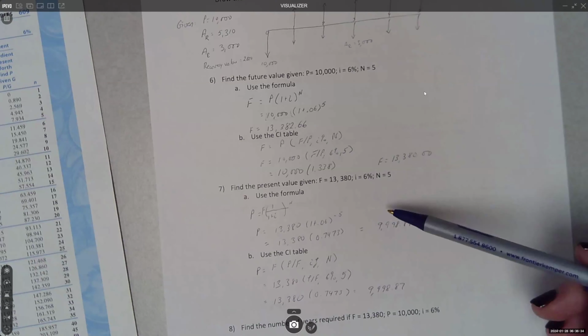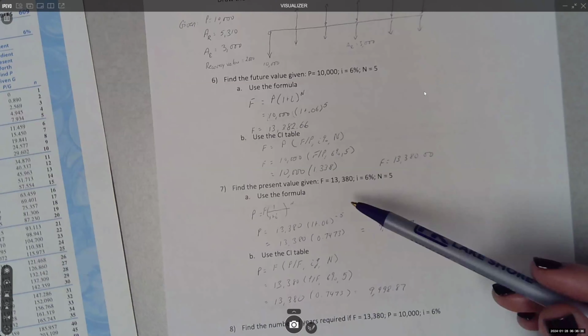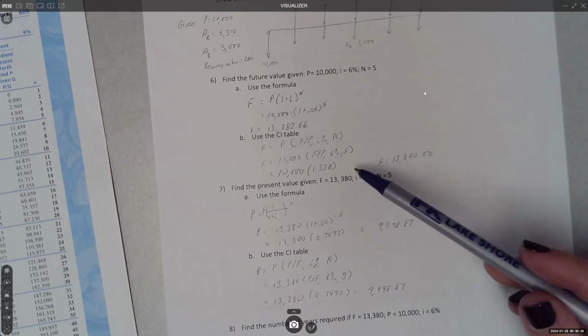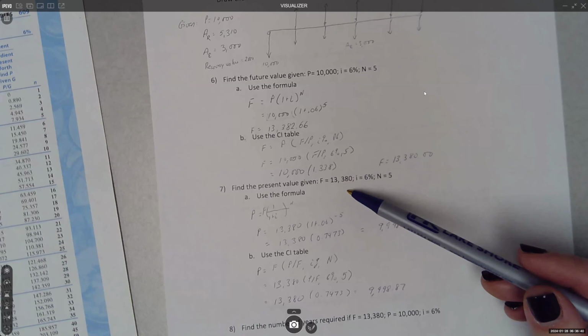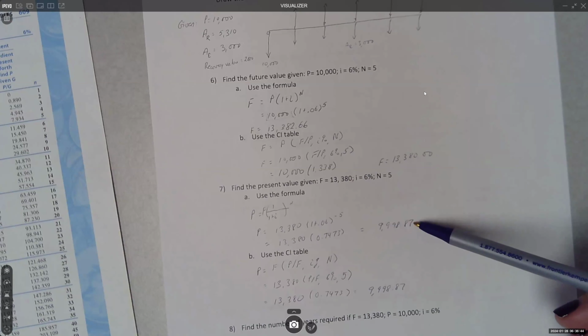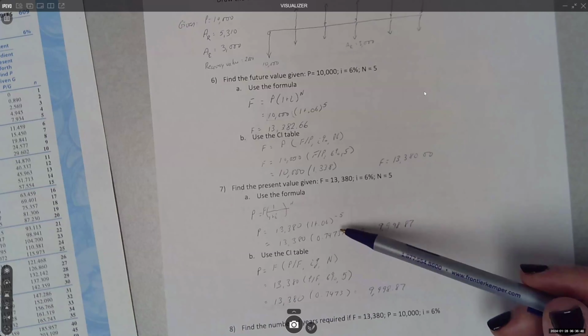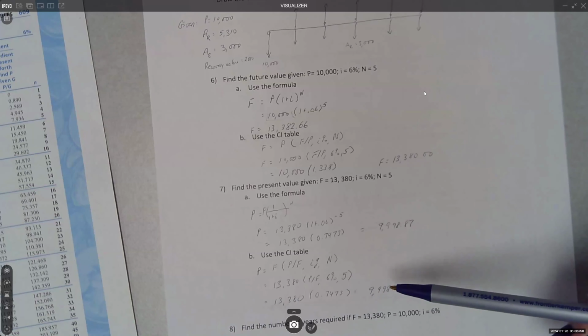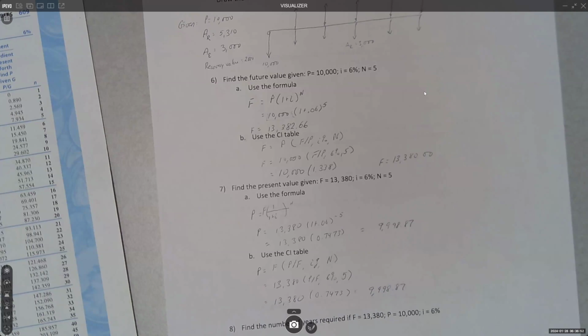I reverse engineer that. So I take the reciprocal and I work backwards from that 13,380 going back 5 years. I should have $10,000, but I'm actually $2.13 short because this interest factor is the same as the compound interest table, as it always will be, although it might be a few decimal places off. We get the same answer both places.